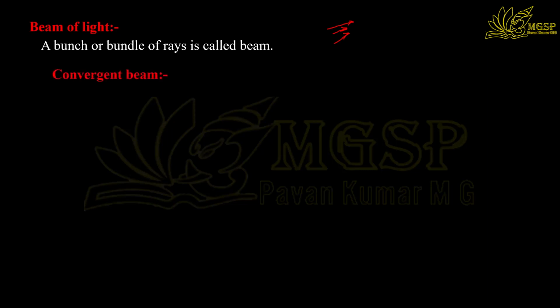Next comes beam of light. What does it mean? A bunch or a bundle of rays is called a beam. If there are many rays traveling in this manner, they are straight. So this bundle or bunch of rays is called a beam. Next, in this beam there are different types.